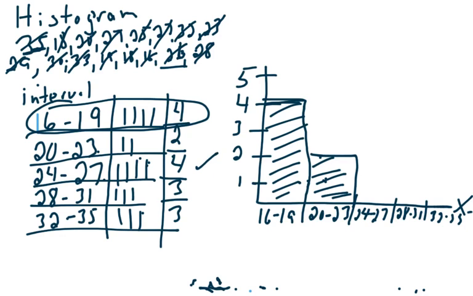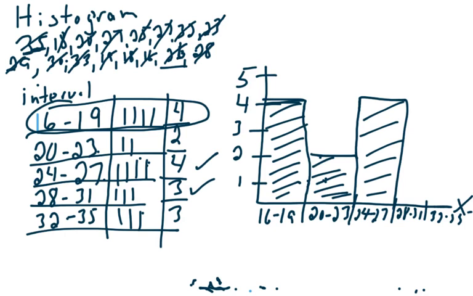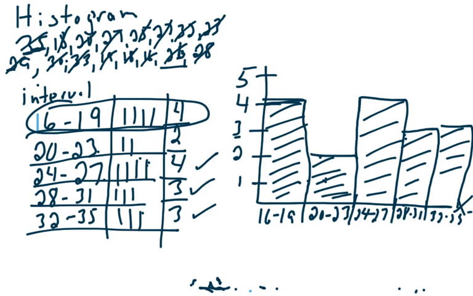24 to 27 goes up to 4 again. So I go up to 4. 28 to 31 goes up to 3. So I go up to 3. I'm just looking at the 3 over here, and I go up to that and down. My last one also goes up to 3. So that goes there. I try to make it the same width. And that's my histogram.